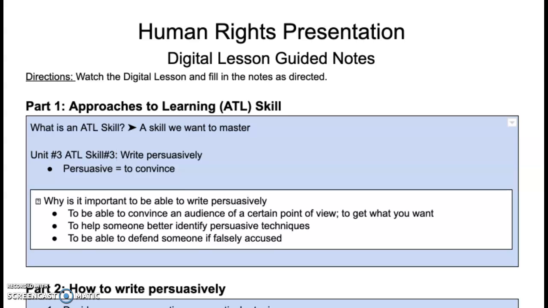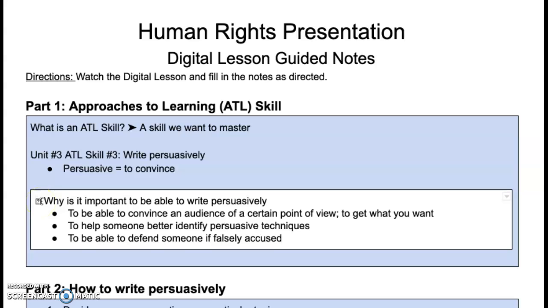Okay, we're going to start with our approaches to learning, or ATL, which is our next skill. So what is an ATL skill? It's a skill that we want to master. For Unit 3, the ATL skill number 3 is write persuasively, and persuasive means to convince.